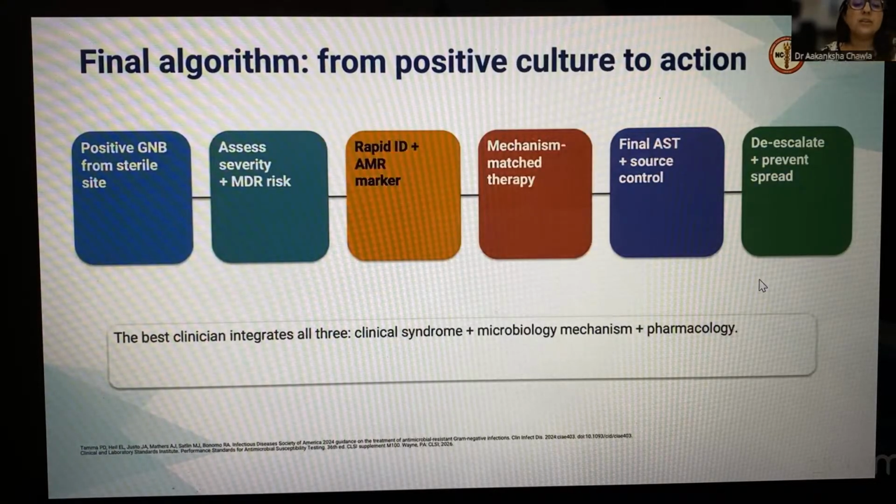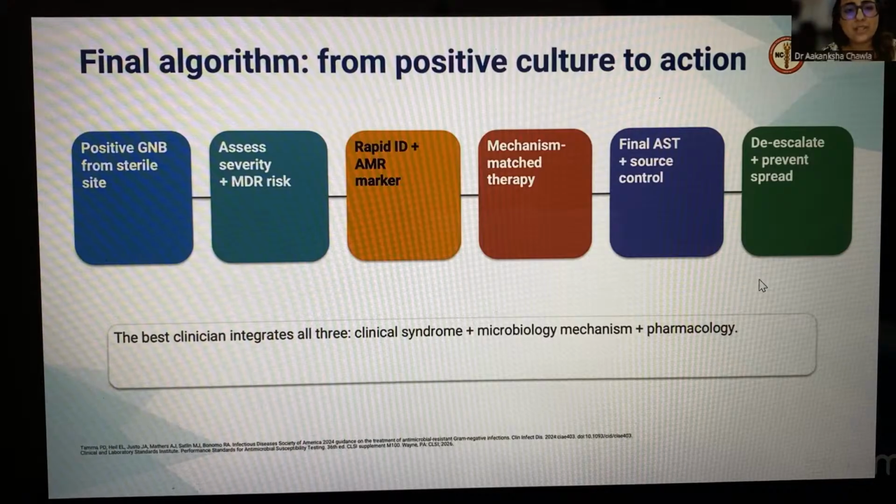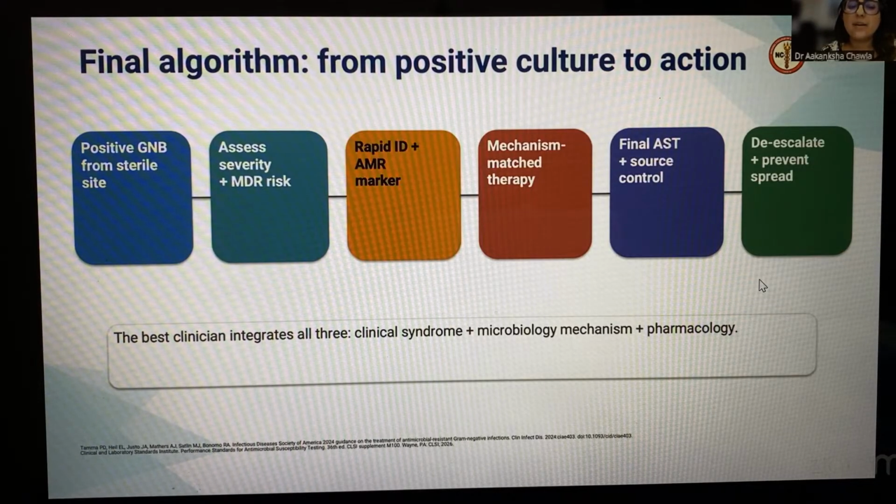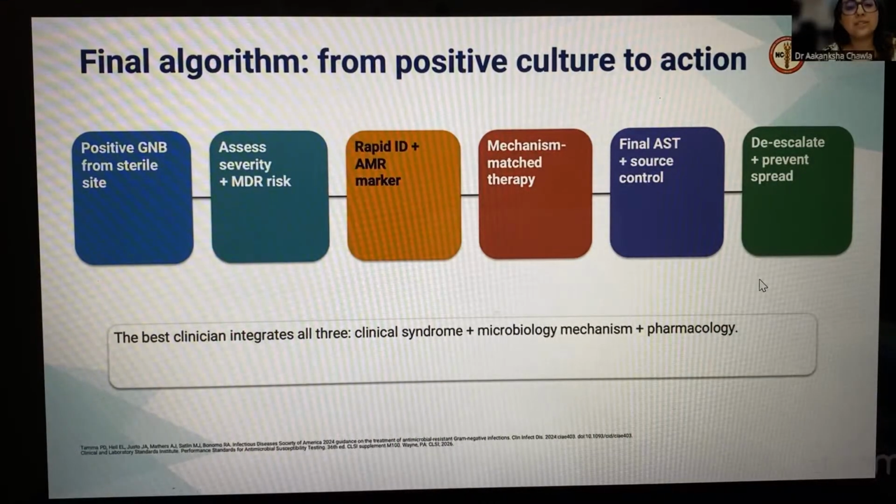So the final algorithm from positive culture to action looks like this: you have a positive gram-negative bacteria from a sterile site. You assess the severity. Look at your patient. Do you really need to change that antibiotic? Does this particular report tell you that there is a high possibility of MDR risk, or does your patient have a high chance of multi-drug resistance?